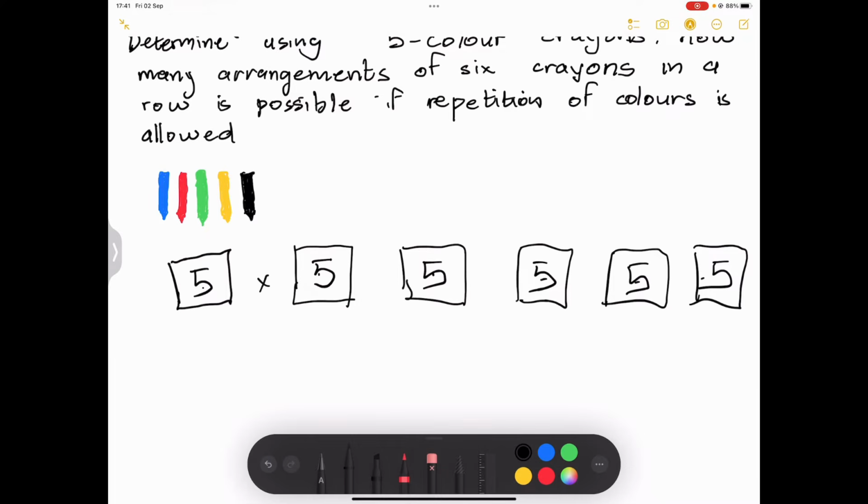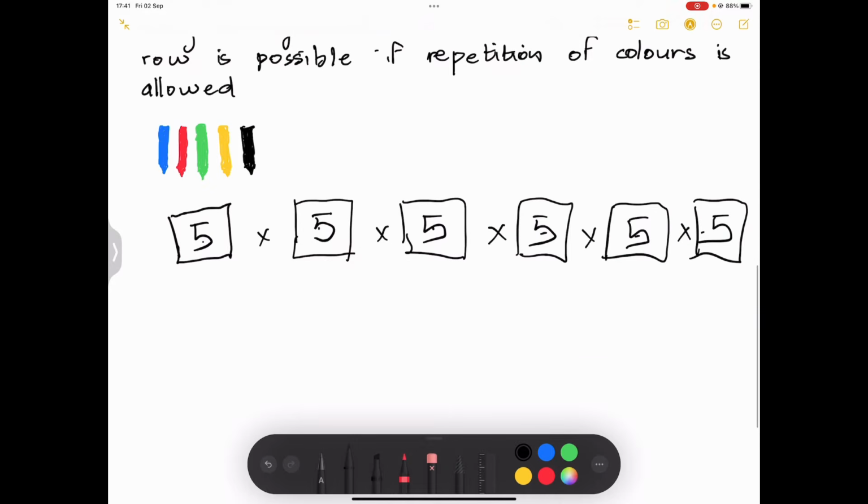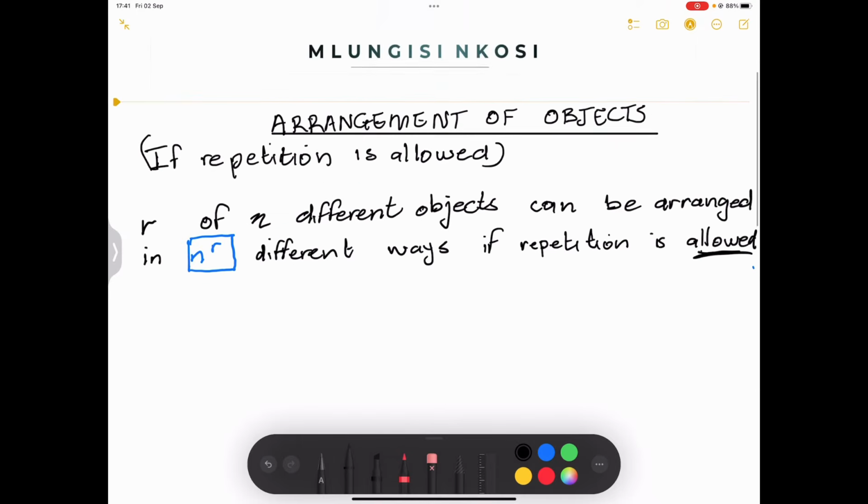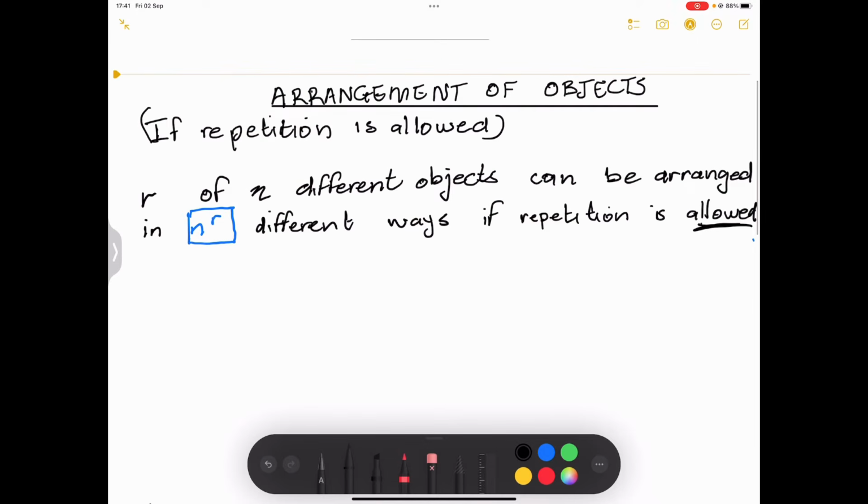So in this case, that would be 5 times 5 times 5 times 5 times 5 times 5. So you can actually put this as 5 to the power of 6. Do you remember what we're talking about there? Right, in our statement, if you've got r of n different objects that can be arranged, they can be arranged in n to the power r.